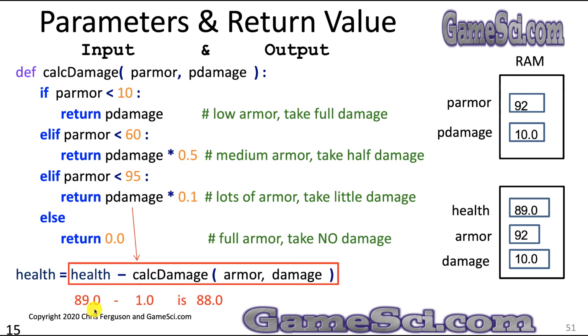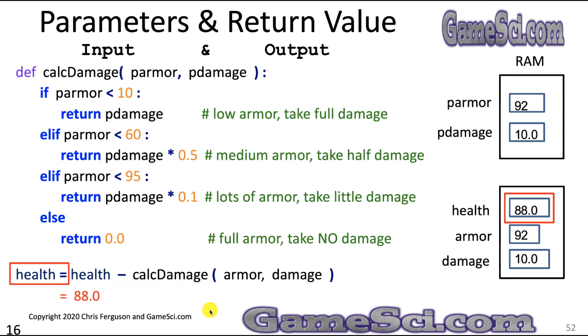With that smaller amount of damage, our current health of 89 minus the return value of 1.0 says our new health value should be 88. After the calculation is done, we assign 88 to the health variable, and we have a new health variable. You getting the picture? Functions are very useful.